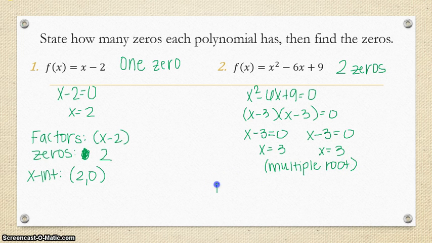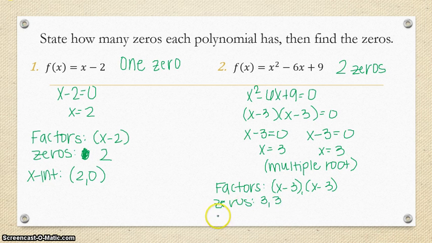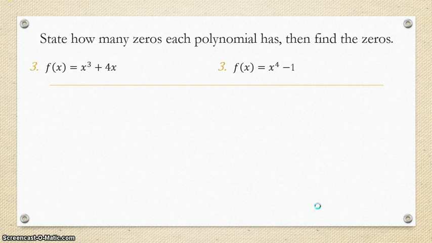If I asked you to list out the factors, that'd be x minus 3 and x minus 3. If I asked you to list out the zeros, just like there were 2 factors, because it was a polynomial of 2nd degree, there's going to be 2 zeros, 3 and 3. And then your x-intercepts just can't be more than 2. And that's going to be (3, 0) and (3, 0). Okay, we have some cubics, some quadratics, sorry, not quadratics, some 4th degree polynomials.